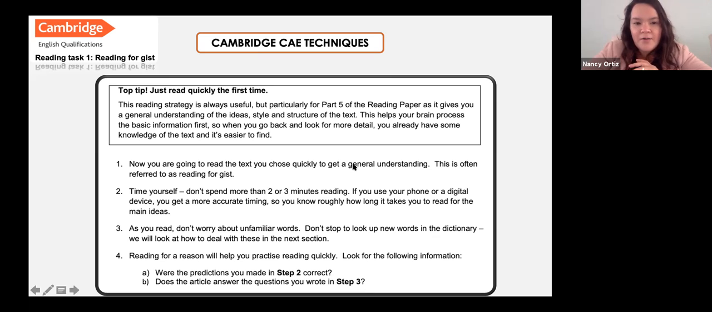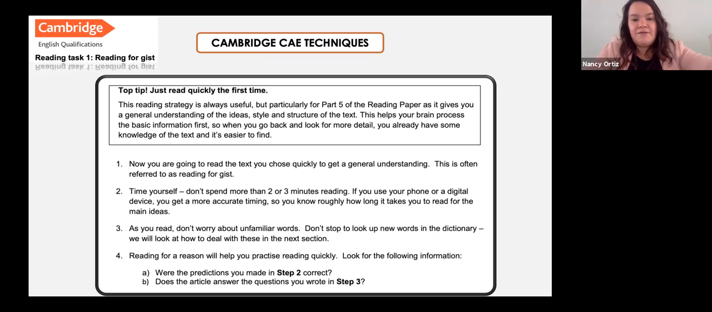This is what we have to do now. You're going to read the text that I chose for you quickly to get a general understanding. This is often referred to as reading for gist. So you will read the complete text, not just paragraph 1 now, but quickly. Check number 2, time yourself. On your cell phone, please click where it says chronometer and time yourself. It says, don't spend more than 2 or 3 minutes reading. This is the first time, and we will do it with different articles.